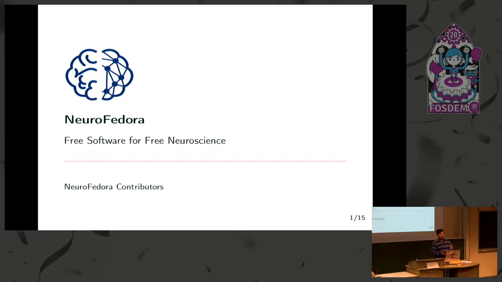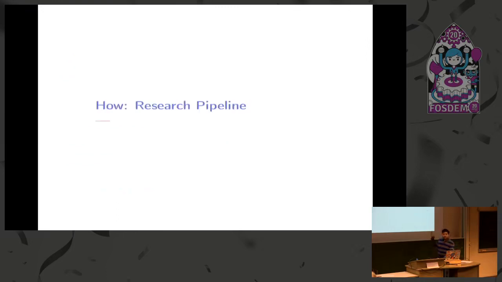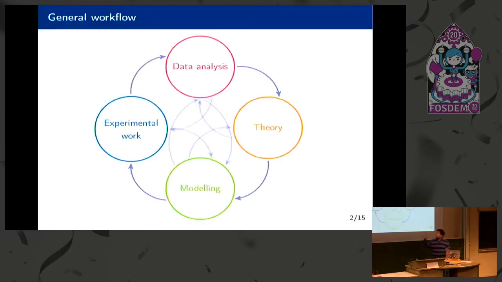Before we dig deeper into NeuroFedora, let's start with how we do our research in the neuroscience community. The research pipeline, basically. As you can see in the diagram, it's a simplified diagram, but it's actually quite a complex process. In general, we go from data analysis to theory, then modeling any neuroscience structure, and then we have our experiments and so on.